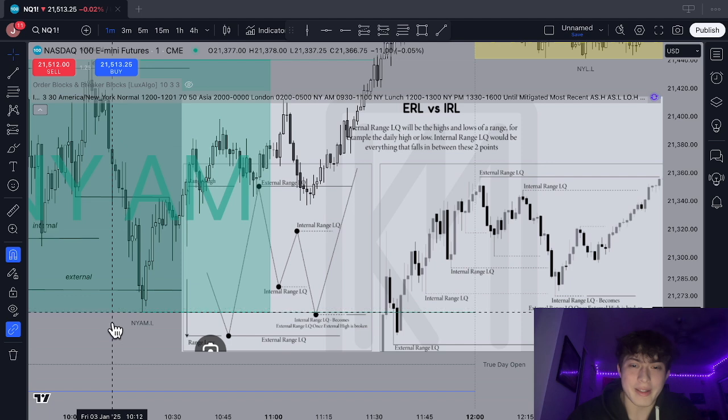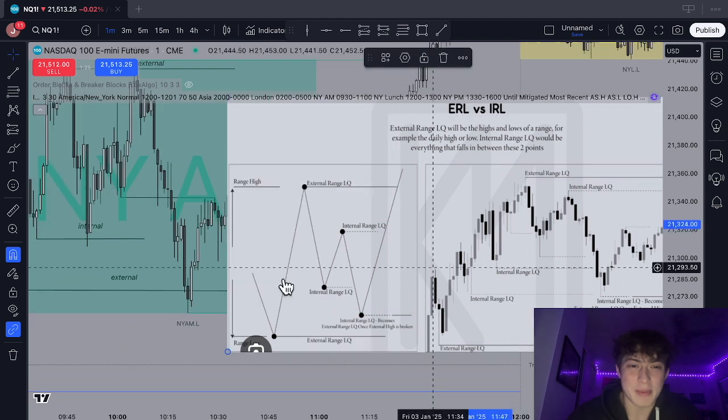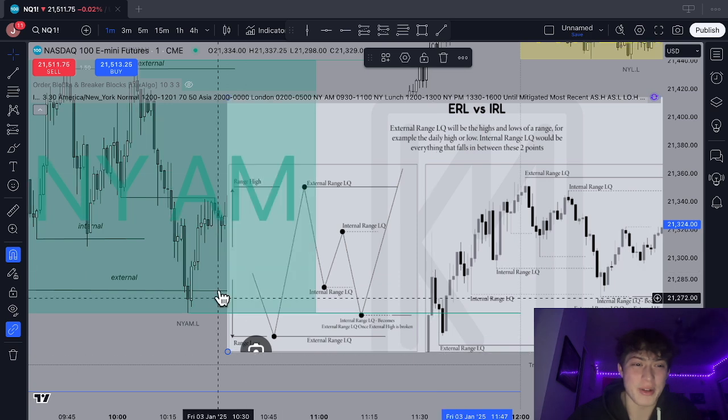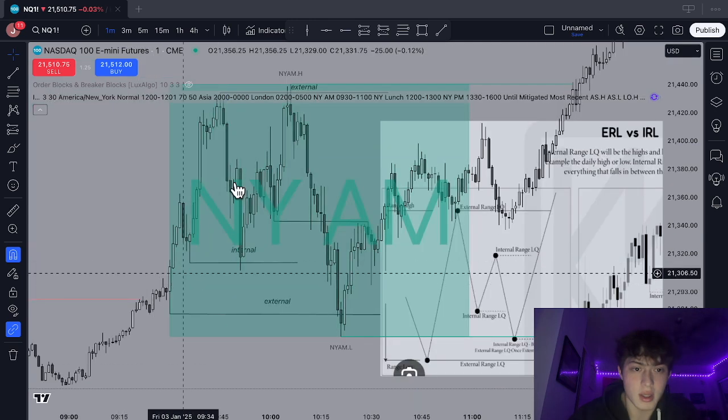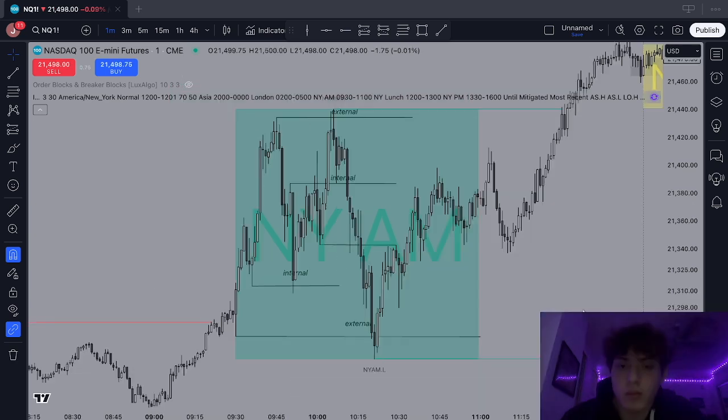That's kind of a bad explanation. This would not all be internal liquidity. It's just these clear points within this range. So we have this range right here, this huge range. Any clear highs or lows in this whole range would be internal liquidity.